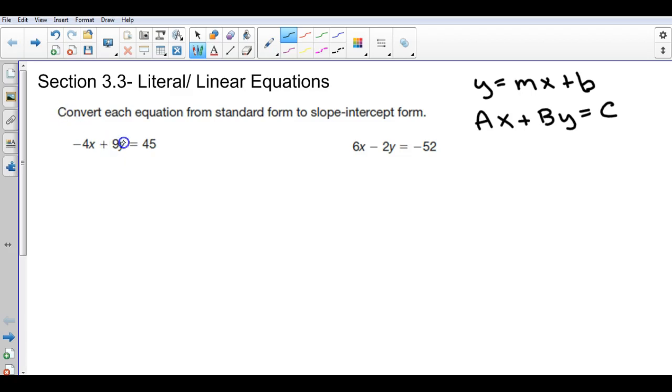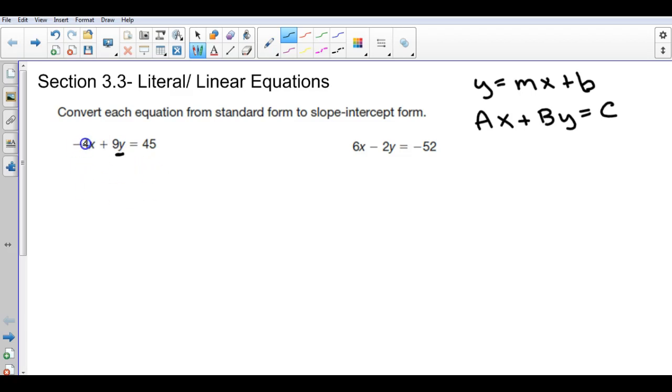So these equations are in standard form. I want to get them into slope-intercept form, aka you just want to get y by itself and get the other stuff on the other side of the equal sign. They're going to follow a similar format. Whenever you're trying to get y by itself, you need to take this whole part right here and bring it to the other side.